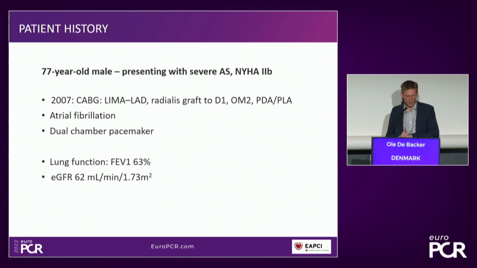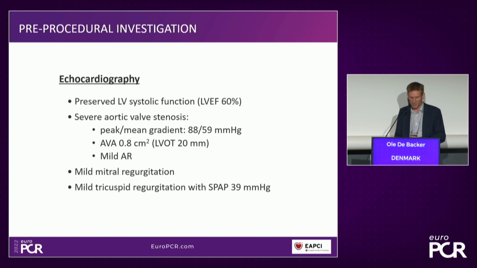So this case is a 77-year-old male presenting to us with severe aortic stenosis, NYHA class 2B, prior CABG, atrial fibrillation, dual chamber pacemaker, and he's referred to us for TAVI. He has a preserved ejection fraction, echo confirms severe aortic stenosis. I don't want to go too much into detail there because I want to have the time to focus really on that IVL-assisted transfemoral part.